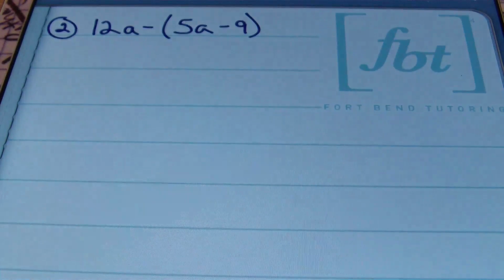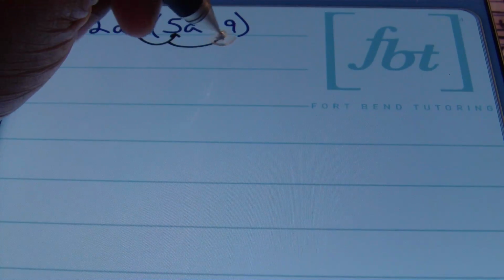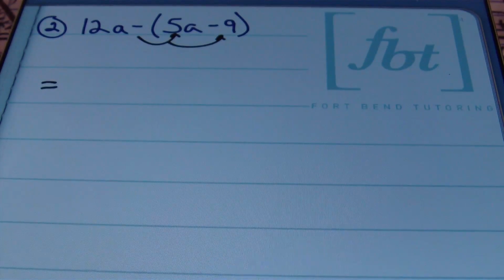All right. Problem number 2, ladies and gentlemen, here we are. We have 12a minus the quantity of 5a minus 9. Once again, anytime you have a negative in front of a set of parentheses, that means you're going to find the opposite of everything inside the parentheses. In other words, you're multiplying by negative 1. All right, so I'm going to get my arrows popping here, okay? I'm about to distribute negative 1 inside of those parentheses.